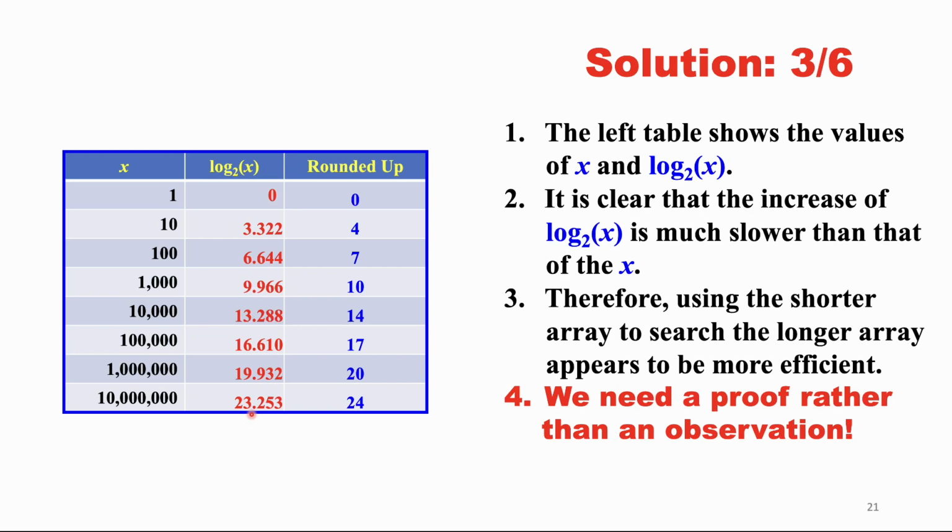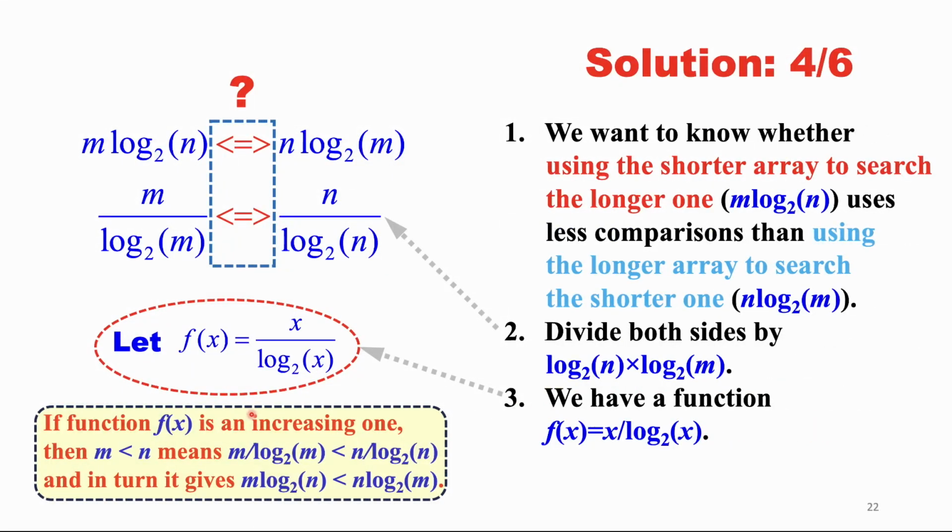So we need a proof. This is just an observation. So this is use x to search y. This is to use y to search x. We don't know which way we have, less than, equal, or larger than. Let's do some algebraic manipulation. Let's divide both sides by the product of log m and log n. So this log n is cancelled, and this log m is cancelled. So the left term has log 2m, the right term has log 2n.